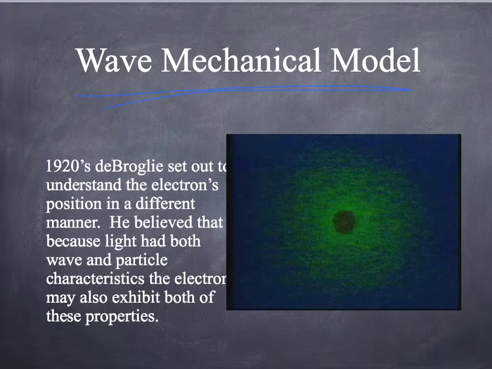In the 1920s, de Broglie set out to understand the electron's position, and we've talked about this. This is our bug zapper analogy that we've used here. And this is kind of a picture of what they believe it to look like, and understand the electron's position in a different manner. He believed that light had both wave and particle characteristics. The electrons may also exhibit both of these properties.